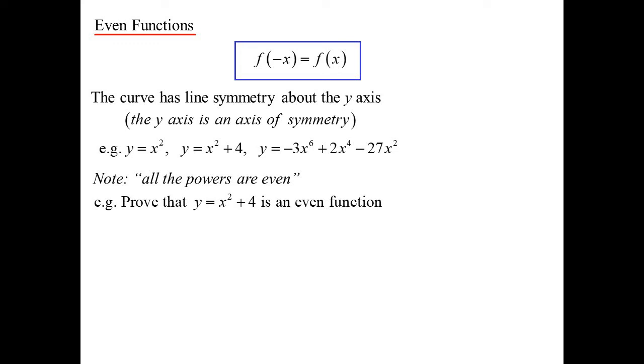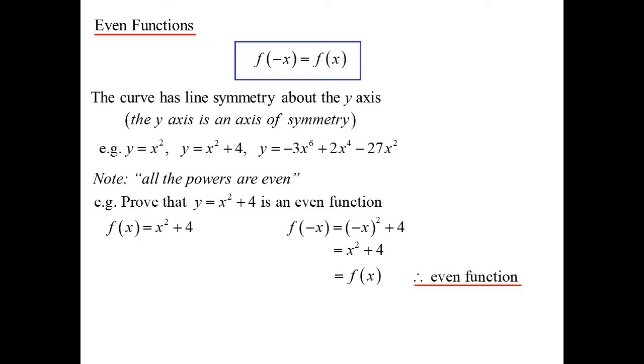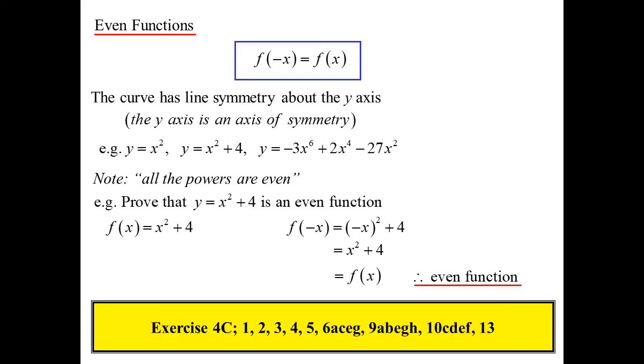Let's prove x squared plus 4 is indeed an even function. So again, we've got to prove it satisfies the condition. The original function is x squared plus 4. f(-x), well, square a negative number, we get a positive number. We end up with x squared plus 4, which is f(x). So yes, that is an even function. And that'll do us for today.